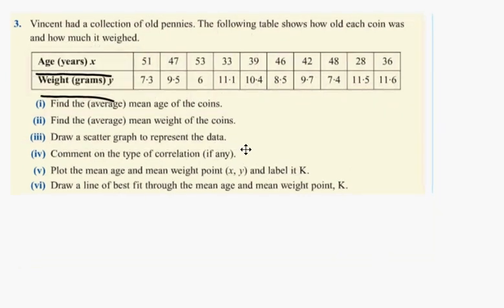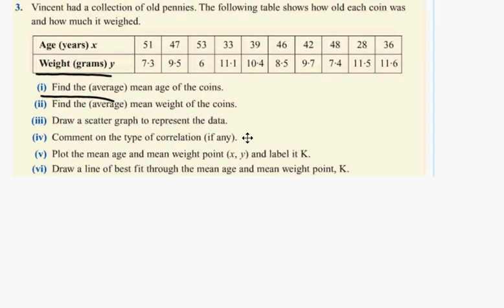Now, find the average mean age of the coins. Okay, so I could technically do this by calculator, couldn't I? Anybody remember how to do this by calculator? You add them all up together and you divide by how many of them there are. We'll just skip straight to that then. 1, 2, 3, 4, 5, 6, 7, 8, 9, 10. What do you get for the mean of the coins, lads?